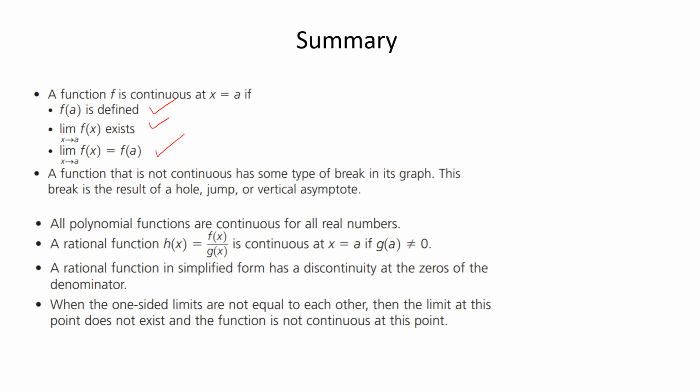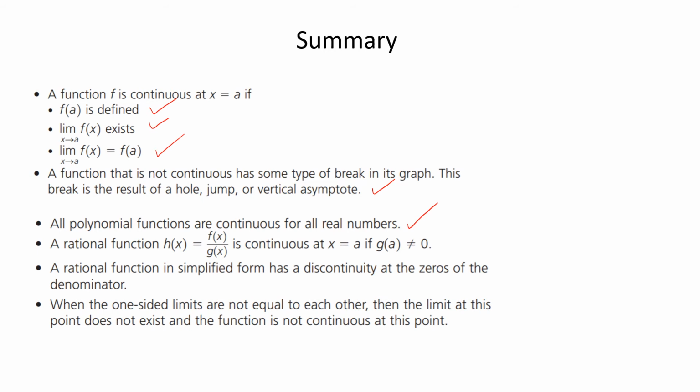A function that is not continuous has some type of break in its graph. This break is a result of a hole, jump, or vertical asymptote, which we explained in the first 4 cases. All polynomial functions are continuous for all real numbers. So don't forget that when we solve section A for one of the questions.